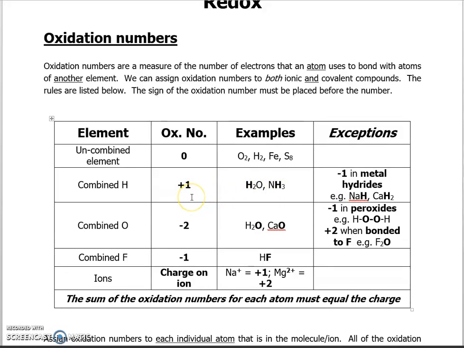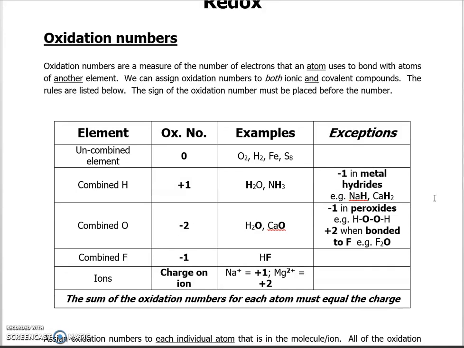When hydrogen is combined to another element, such as in water or ammonia, its oxidation number is usually, I'm talking 99% of the time, +1. There is an exception though, and that is when hydrogen bonds to metals such as sodium or calcium and makes compounds called metal hydrides. So this formula here is sodium hydride, this one here is calcium hydride. And in this case, the oxidation number of hydrogen is -1.